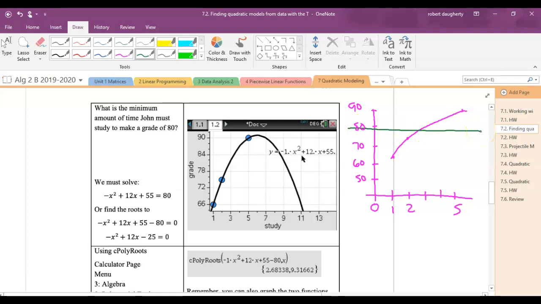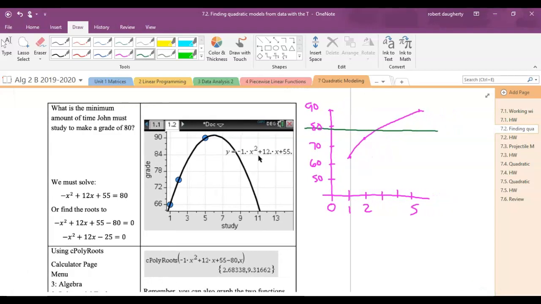So if I look at that parabola, how many times is it going to touch that green line? Twice, because you know that this is going to come back down, okay? So I got two things to worry about for him making a grade of 80. Now, does that make sense? Like, if you study more, what if you study 24 hours? You think your grade will be better?